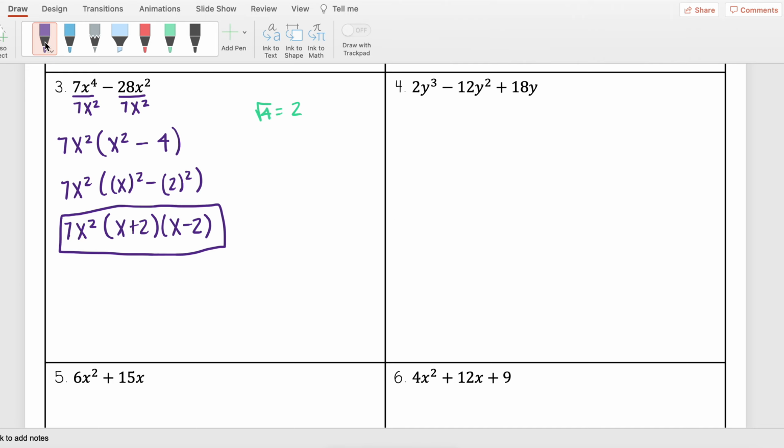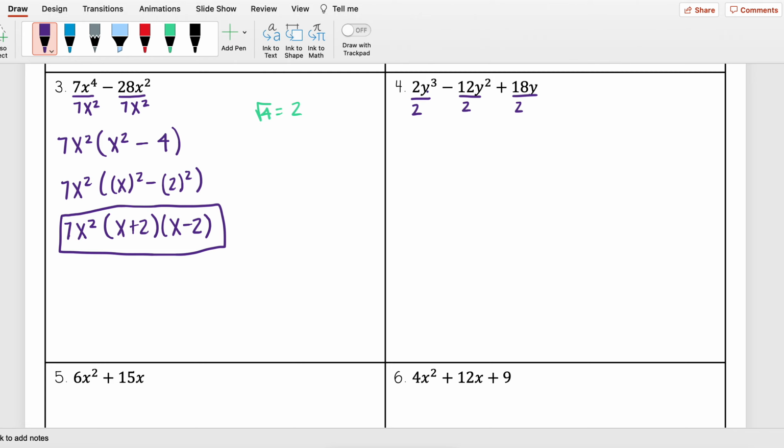So let's look at some more examples of factoring completely. Number 4, I have 2y cubed minus 12y squared plus 18y. My first step is to factor out any GCFs that I have. And I see since these are all even numbers out in front, I know that 2 can go into all of these.